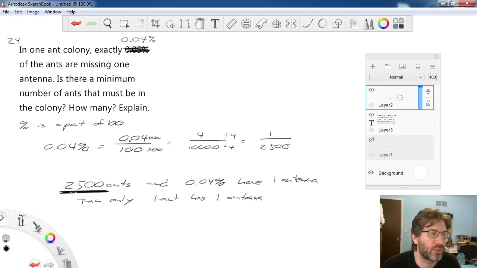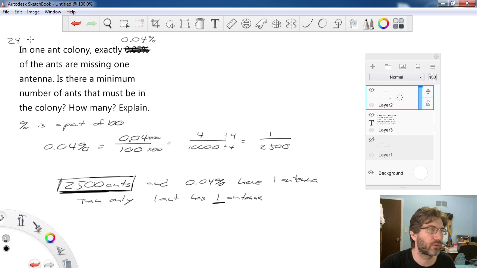Because if this number was any smaller, this number would be a fraction, and you can't have a fraction of an ant. So you're really just changing this to a fraction, then finding its simplest form without it being a decimal in the numerator, because that's frowned upon. And then you're looking at your denominator. So here it would be this number here.